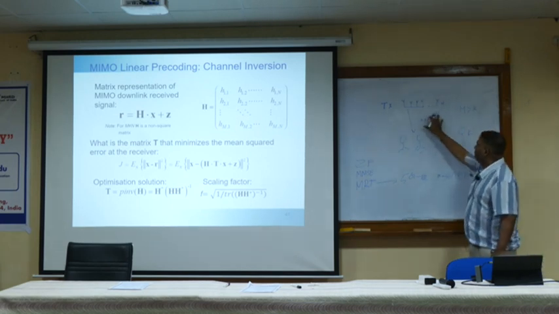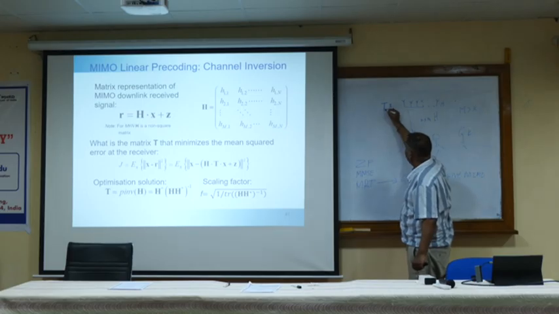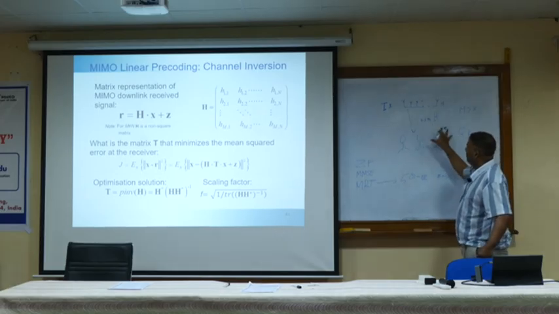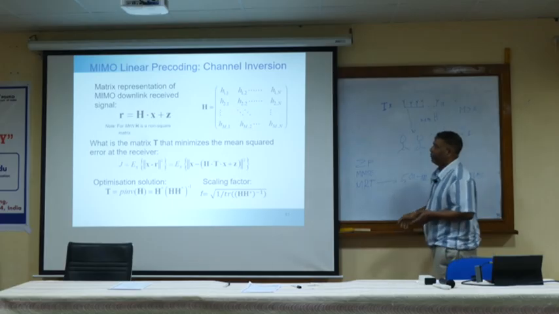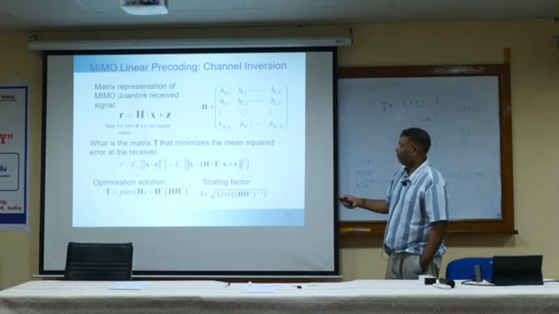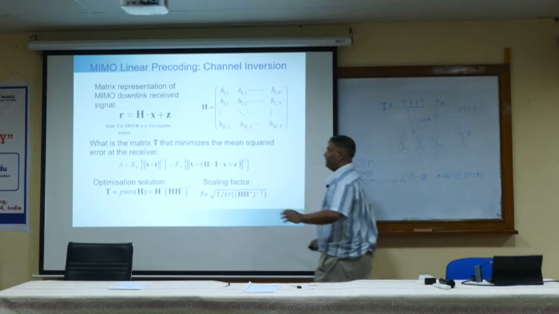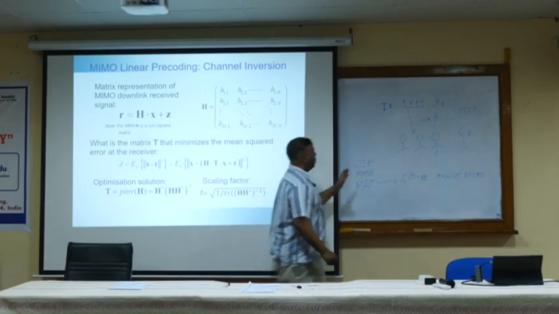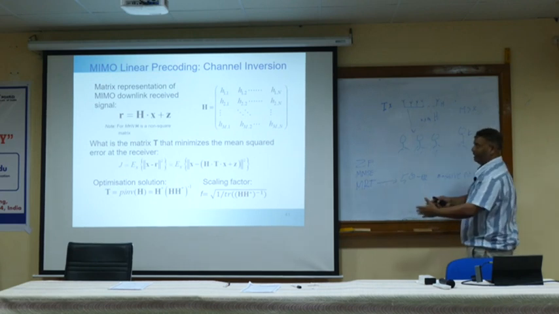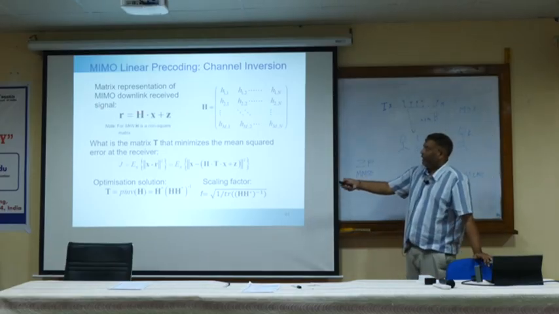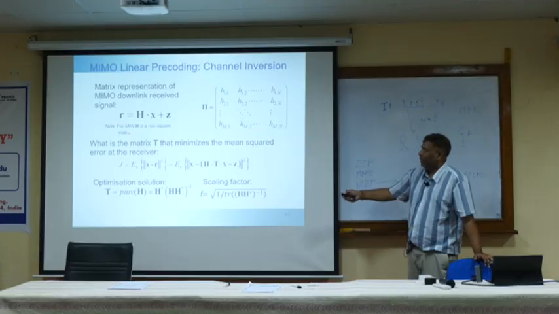Anyway, we are going to find the T such that each of the users will receive their own information only. They are not going to receive other users' information. So this is called pre-coding. Let's see the matrix representation of the MIMO downlink receive signal. The receive signal is HX plus Z. All the users' receive signals are put together as a vector R, equal to HX plus Z. So what is the matrix T that minimizes the mean square error at the receiver?